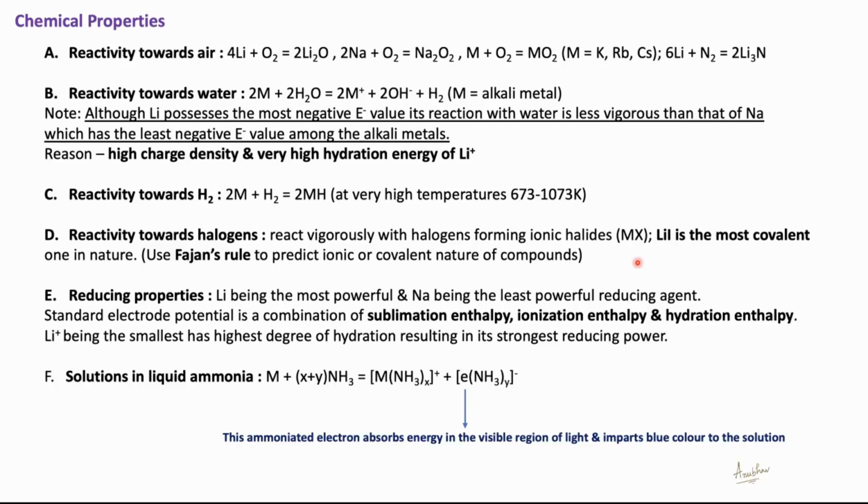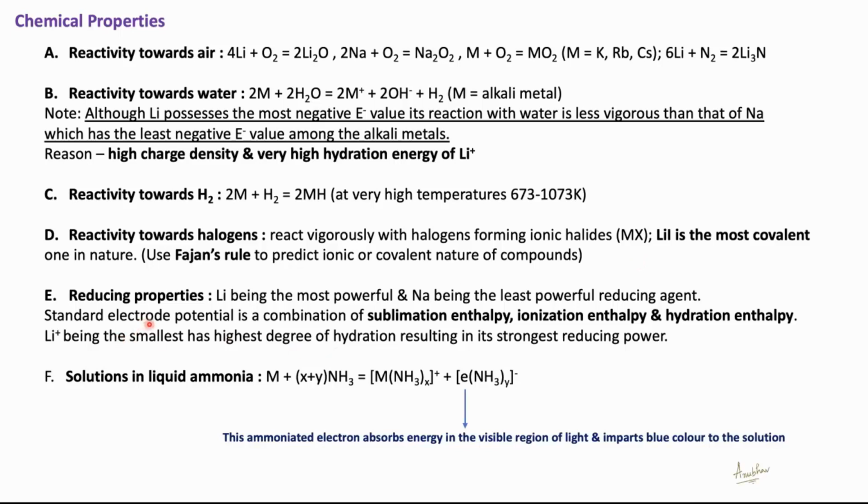Now the next topic is the reducing property. Lithium is the most powerful, as I already depicted in the last slide, and sodium is the least powerful reducing agent. But how can we address this fact? How good or how poor a compound is as a reducing agent is solely dependent upon the standard electrode potential, that is the E0 value.